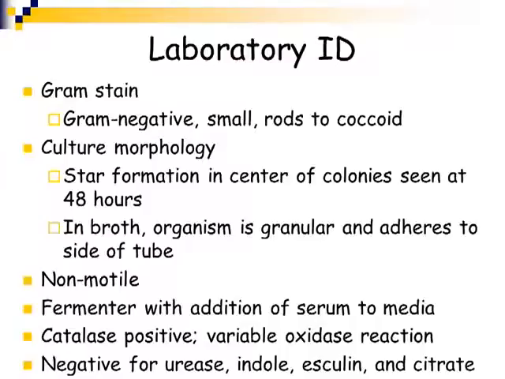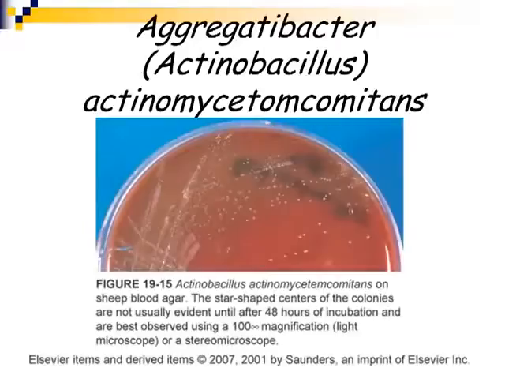And we are going to be talking about all of these tests when we talk about the Enterobacteriaceae gram-negative rods, because all of these tests are important in differentiating the gram-negative rod organisms. So here is Aggregatibacter actinomycetemcomitans, or what used to be Actinobacillus, growing on a sheep blood agar plate. And if you were to really look at this under magnification, you would see the star-shaped center if the plate were incubated for 48 hours.